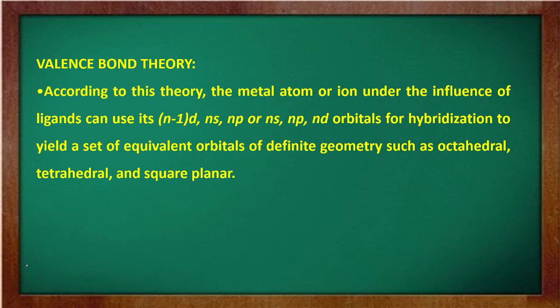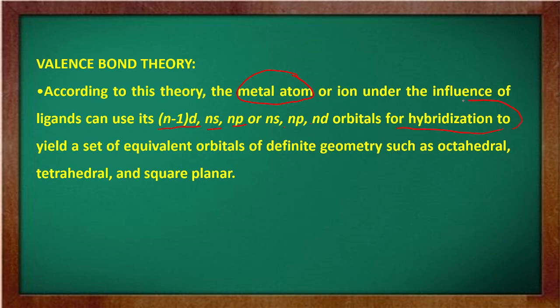Now what is valence bond theory? This valence bond theory has two postulates. According to this, the first postulate is that the metal atom, we will consider only the metal atom. The metal atom or ion under the influence of ligand uses its n-1 d orbital or s or p, or ns and np and d orbitals for hybridization.